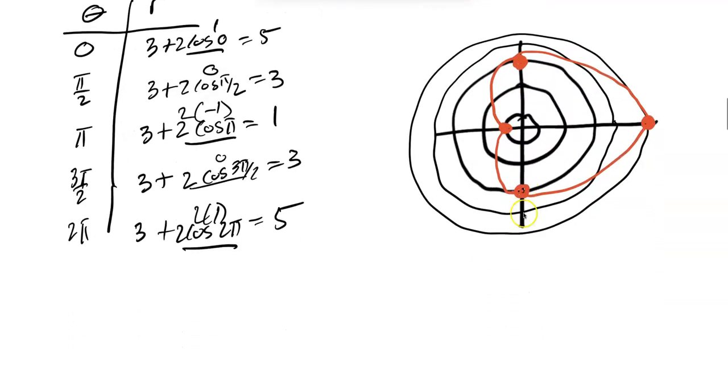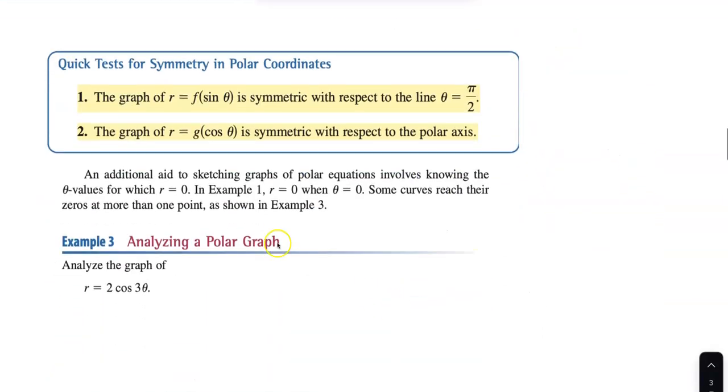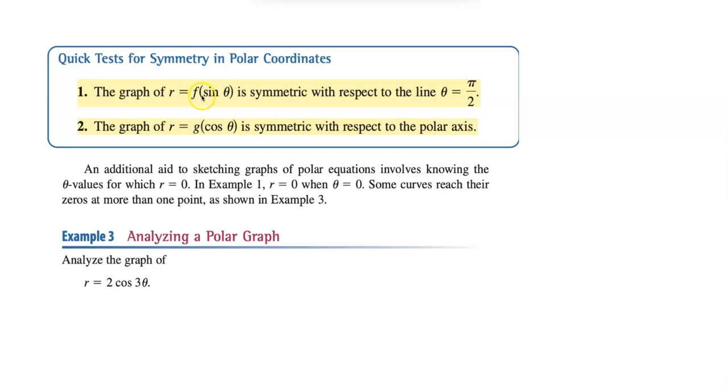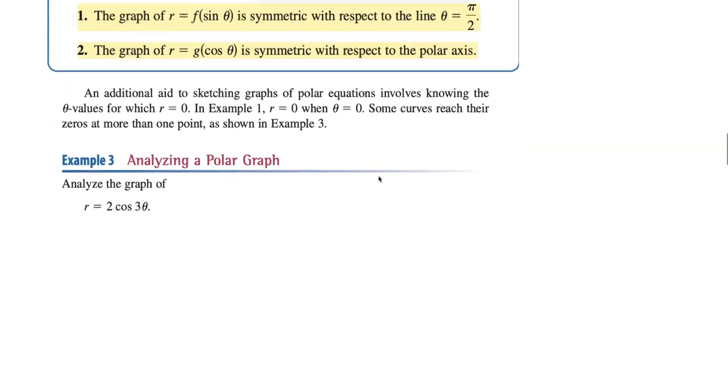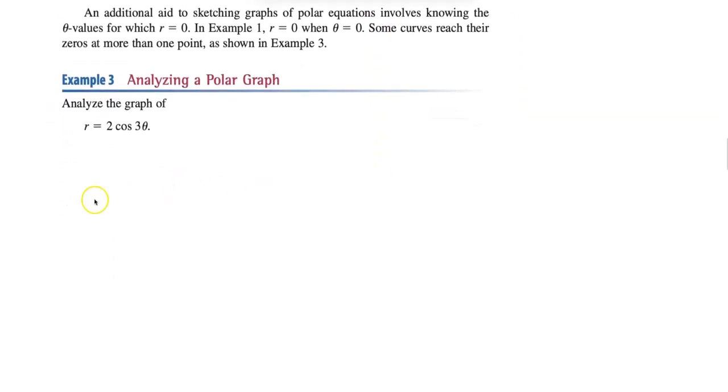But pretty sure. Now, if you want some quick test for symmetry, if the main part of the function is a sine, it's probably symmetric with respect to pi over 2. And if the graph has a cosine, it's probably symmetric with respect to the polar axis, like the one we just did. So let's analyze another graph, 2 cosine 3 theta.